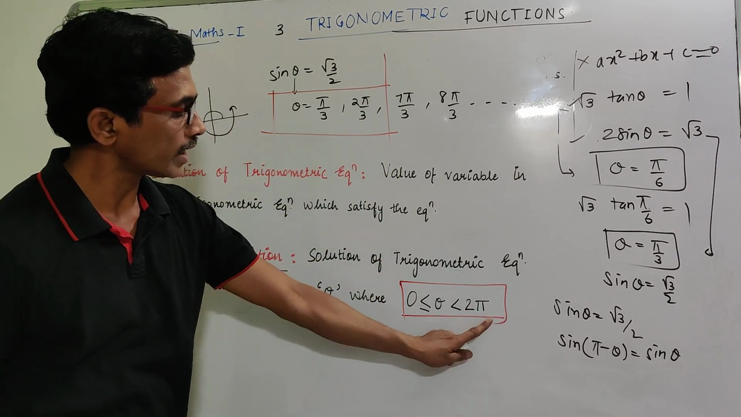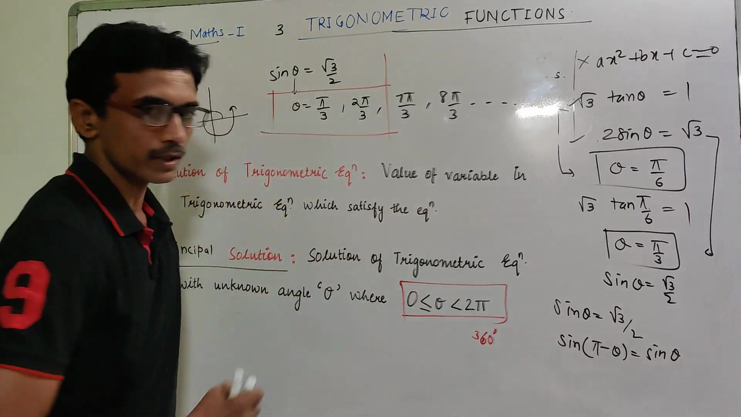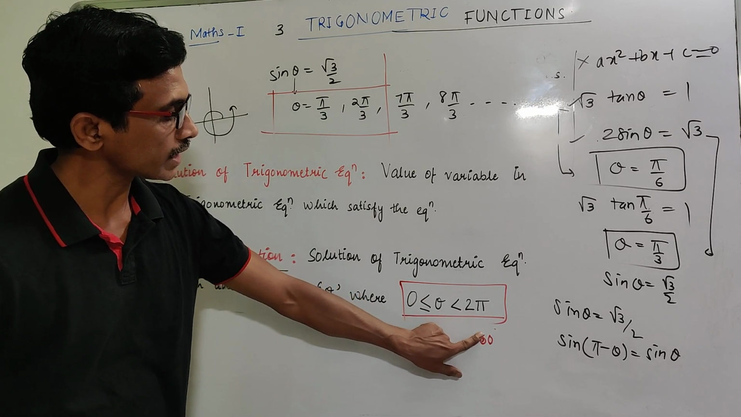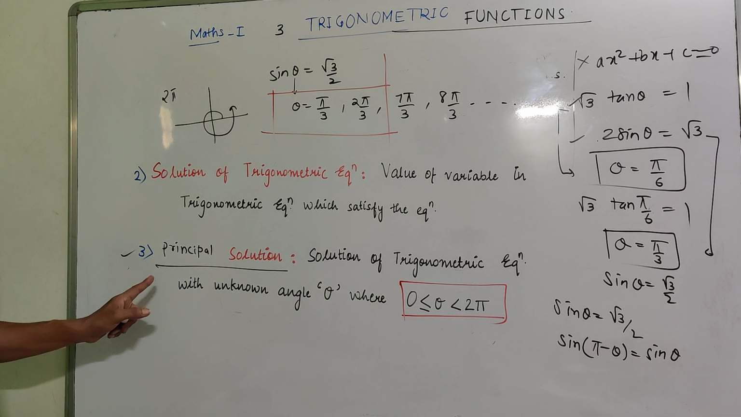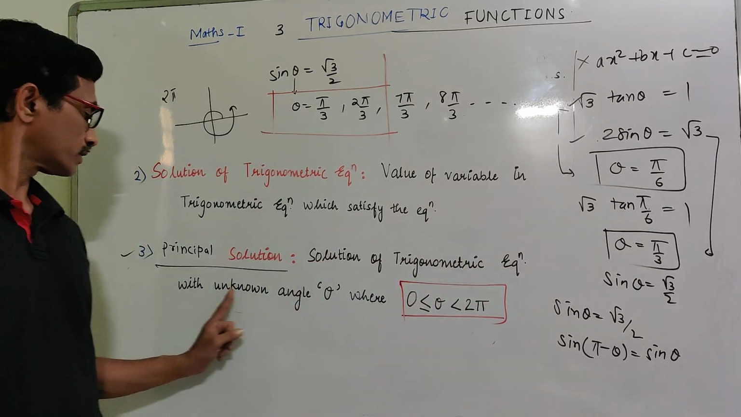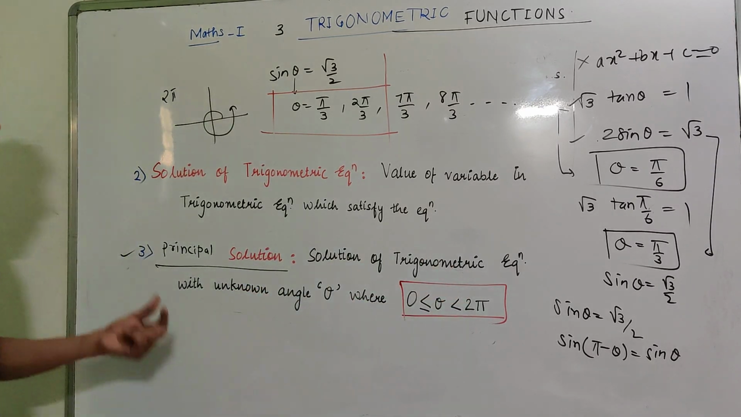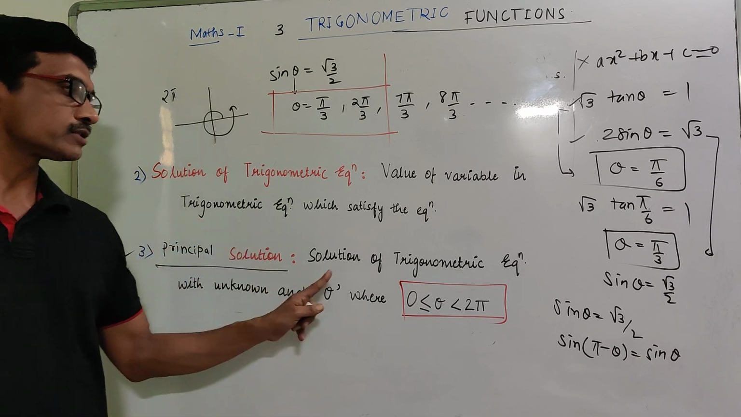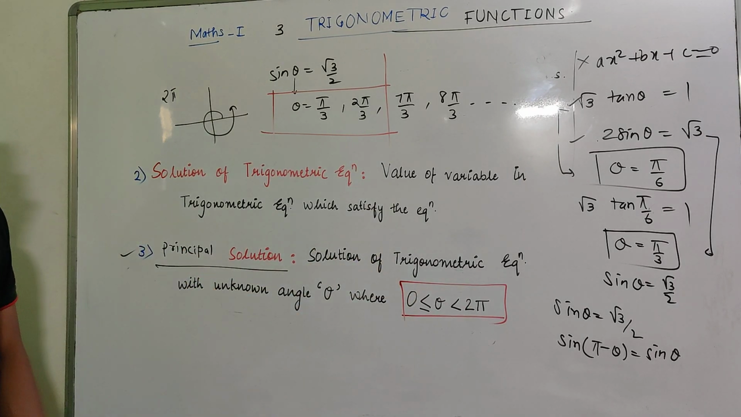Between 0 and 2 pi means what? 2 pi means 360 degree and 0 degree. So the values which are lying in 0 and 360 degree, only those values are principal solutions. So what is meant by principal solution of the trigonometric equation? It is a solution of the trigonometric equation with unknown angle theta, where theta lies in 0 and 2 pi. That is called a principal solution.